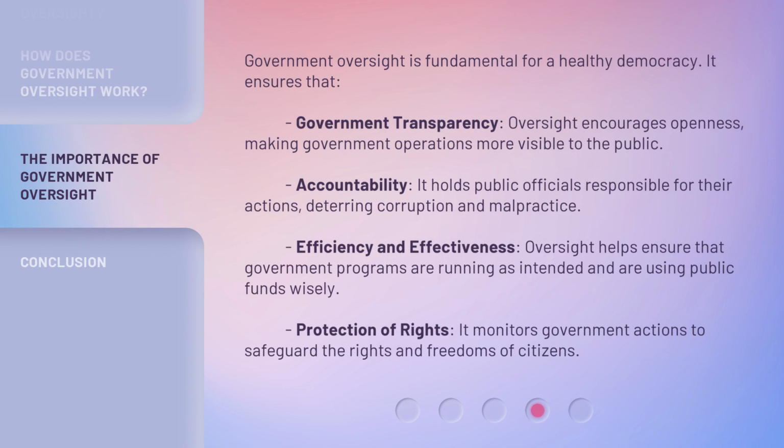Government oversight is fundamental for a healthy democracy. It ensures government transparency. Oversight encourages openness, making government operations more visible to the public. Accountability. It holds public officials responsible for their actions, deterring corruption and malpractice. Efficiency and effectiveness. Oversight helps ensure that government programs are running as intended and are using public funds wisely. Protection of rights. It monitors government actions to safeguard the rights and freedoms of citizens.